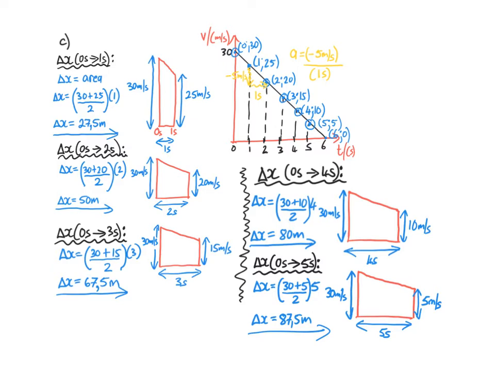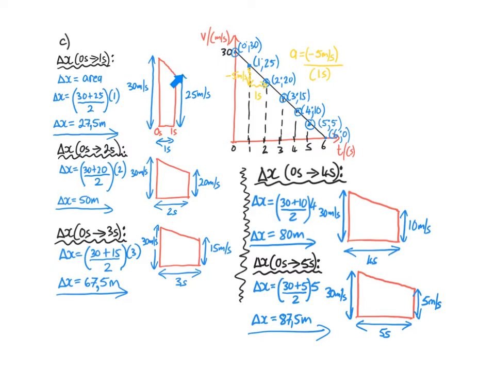So I'm going to go through this very quickly. The first change in position calculation involves that area, which gives us 27,5 meters. We've used the area of a trapezium, which is the sum of the sides divided by 2 times the base. In this case, the left-hand side, or the left-hand height of the trapezium, is 30 meters per second.